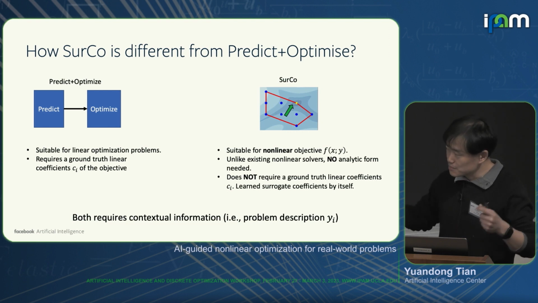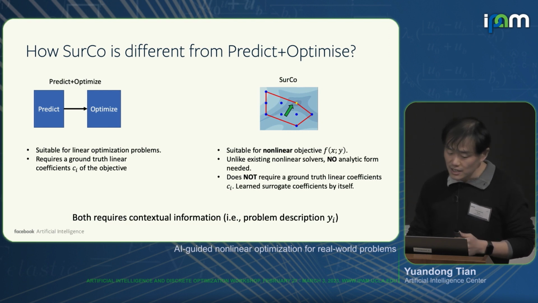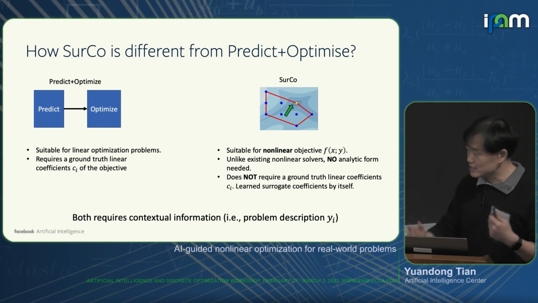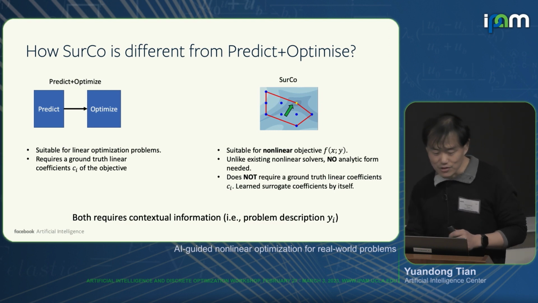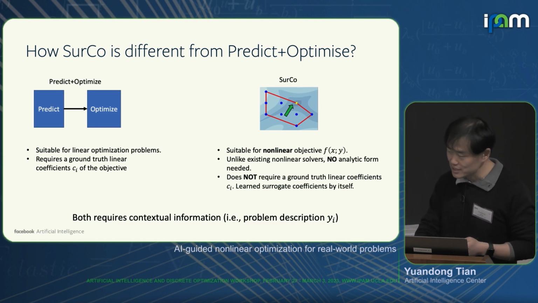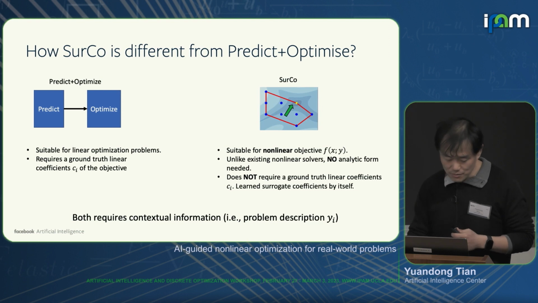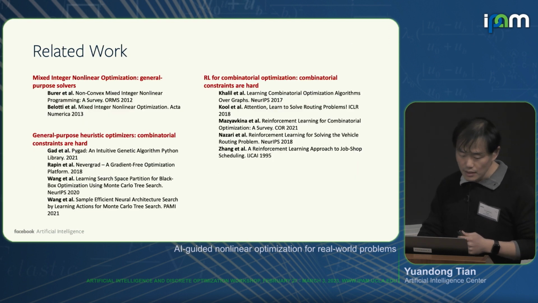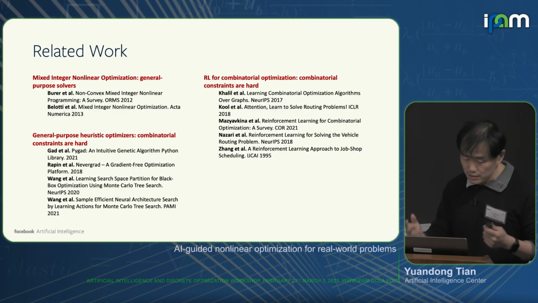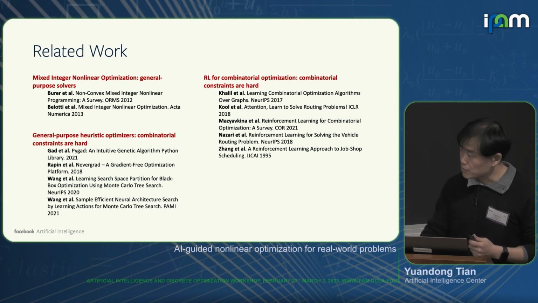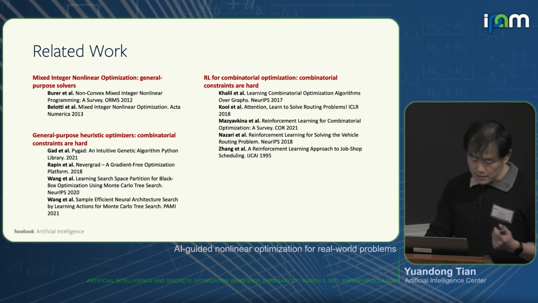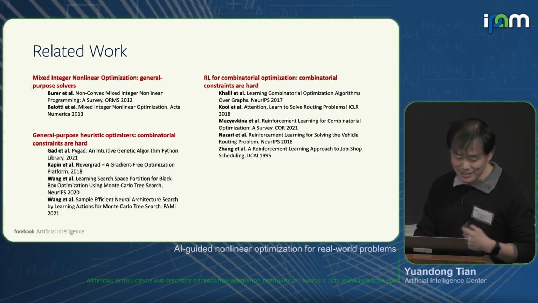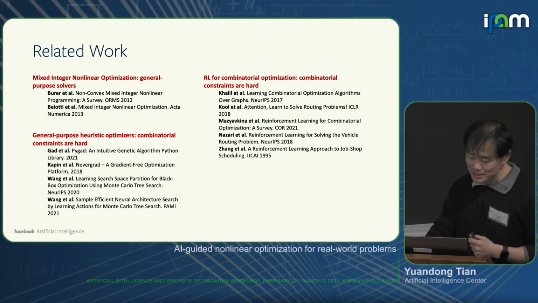Of course, both require contextual information like the problem descriptions. Otherwise, this is the minimum requirement for solving this kind of problem and extending it to unseen problems of the same distribution. We also see a lot of other related works, many of which are actually provided in this community. Thanks for all this work, which triggered our thoughts and led to the SurCo project.